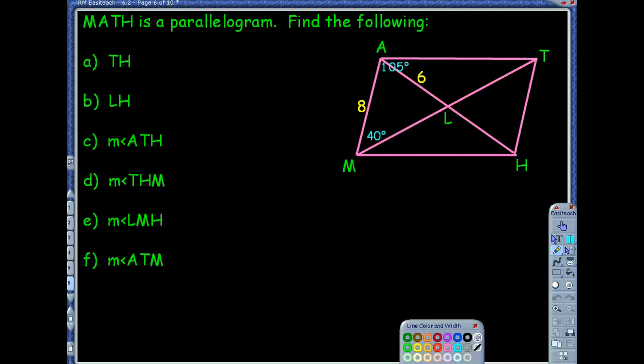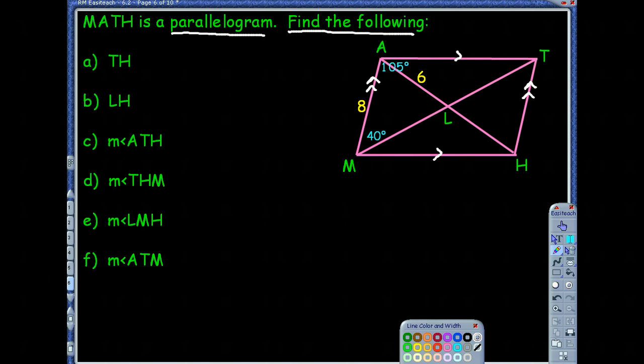So starting off, it says MATH is a parallelogram. Okay, so when you see it's a parallelogram, automatically you know opposite sides are parallel by definition, but you also know the properties, all the different theorems. So opposite sides are congruent, opposite angles are congruent, consecutive angles are supplementary, diagonals bisect, a ton of stuff. Okay, so it says find the following.